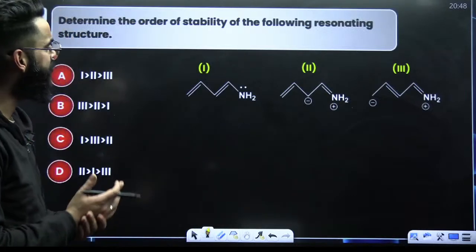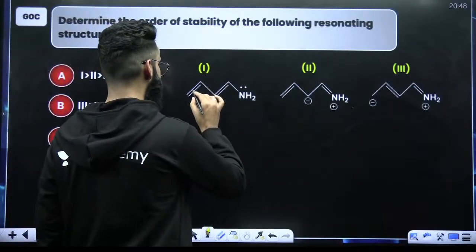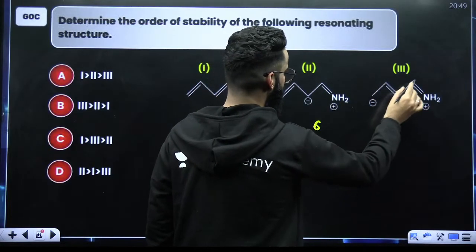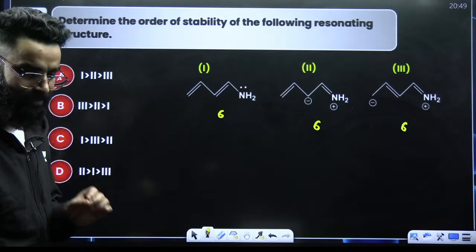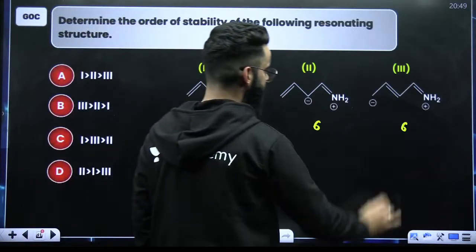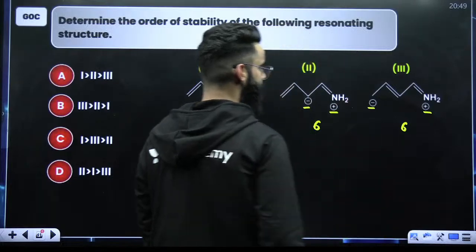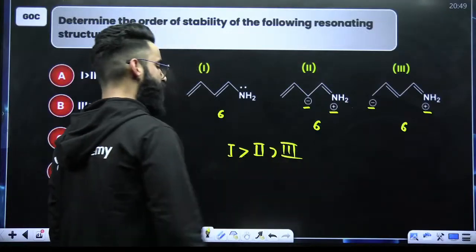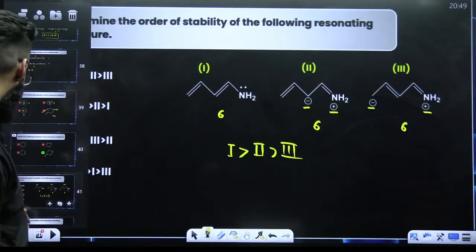What do you think about this one? Order of stability of the following resonating structures. What is the stability order? Again, you are going to follow the same concept. Count the bonds first of all. 1, 2, 3, 4, 5, 6. Bonds are same, so you cannot decide on the basis of bonds. Now, is there any structure wherein the atoms do not carry the charge? Yes, structure number 1. So 1 is more stable. Now, among 2 and 3. Nitrogen positive, carbon negative. More the charge separation between unlike charges, lesser the stability, right? So second is going to be more stable than that of third. So 1, 2, 3 is going to be the order here.